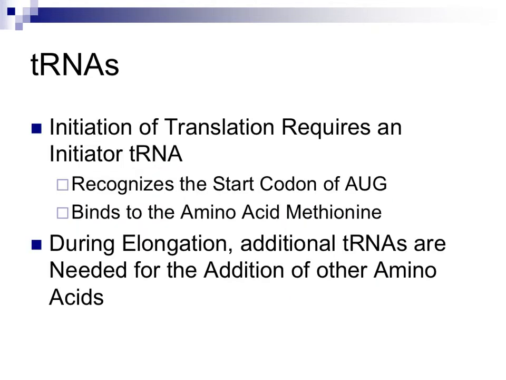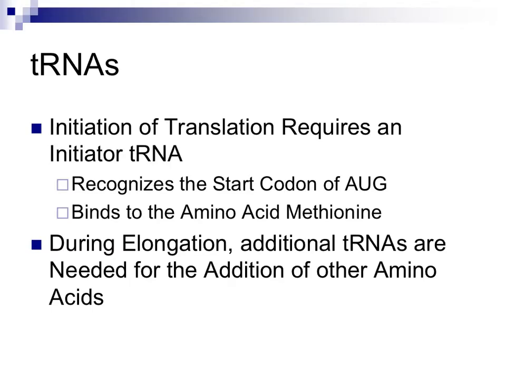All right, what about transfer RNAs? What's their function and what do they do? Well, first of all, there are different types of transfer RNAs. One of them is called an initiator transfer RNA. Remember the start codon. If you look at that particular genetic code chart again, there is also an abbreviation MET that is associated with the start codon. That stands for the amino acid methionine.